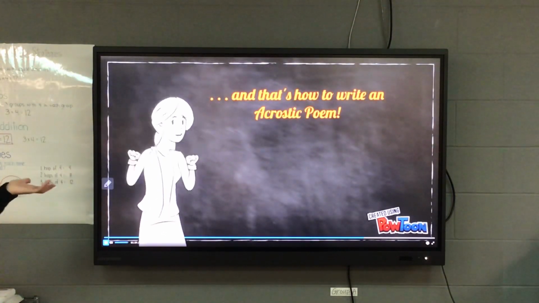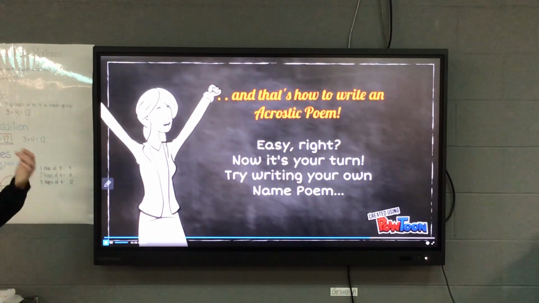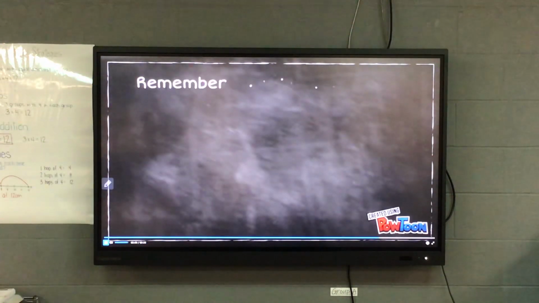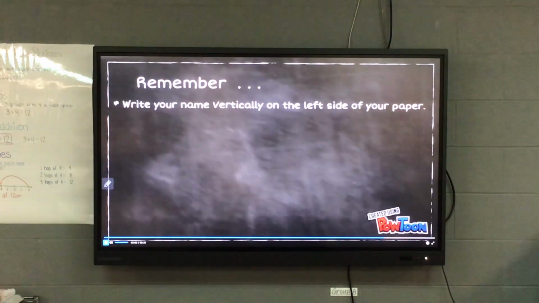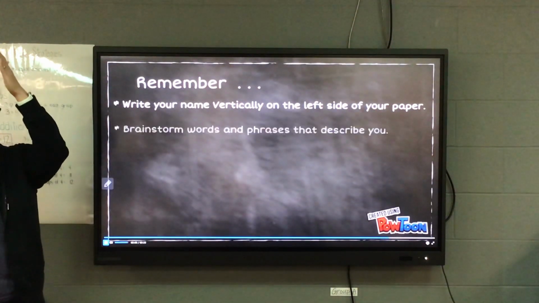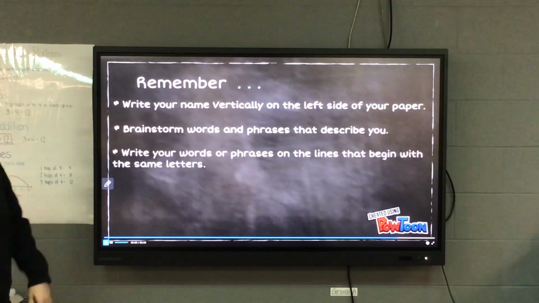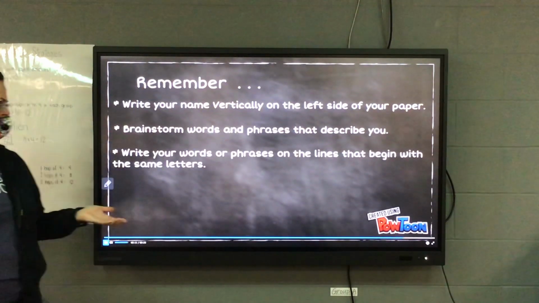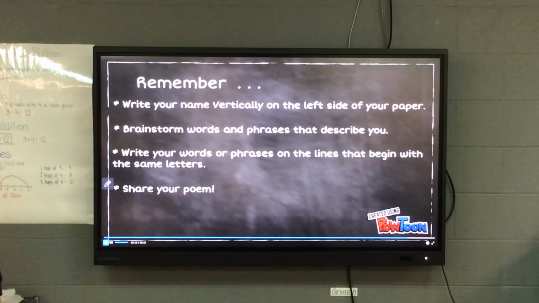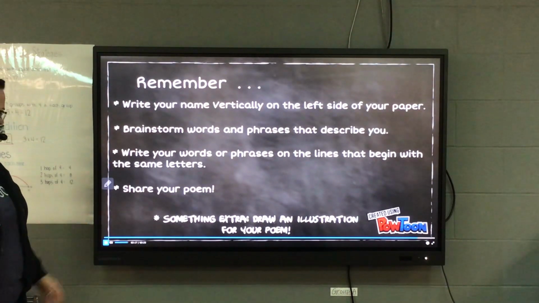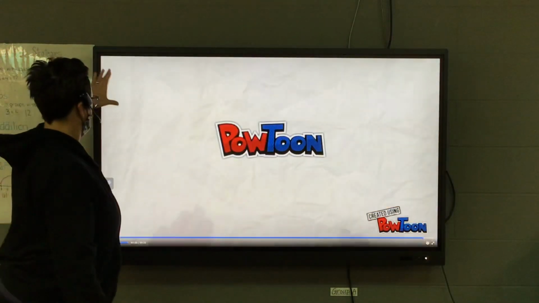And that's how to write an acrostic poem. Easy, right? Now it's your turn. Try writing your own name poem. So you write your name which way? Vertically on the left side of your paper. Think of words that describe you. Write your words or phrases on the lines that begin with the same letters, and then share your poem.